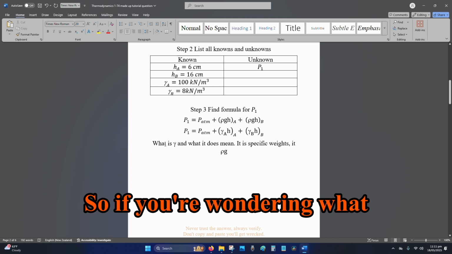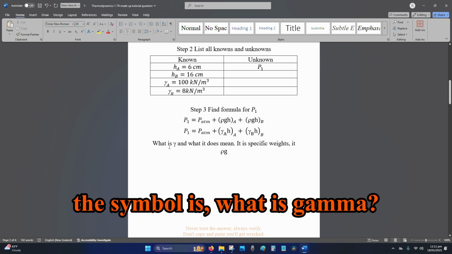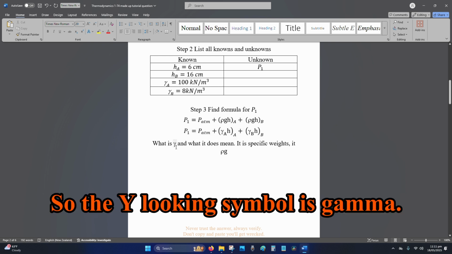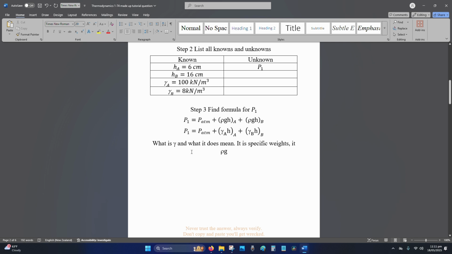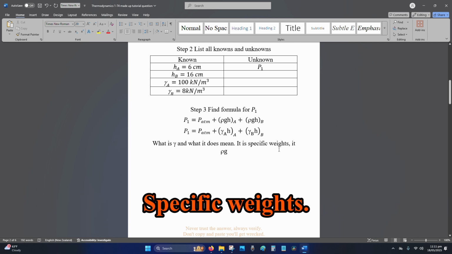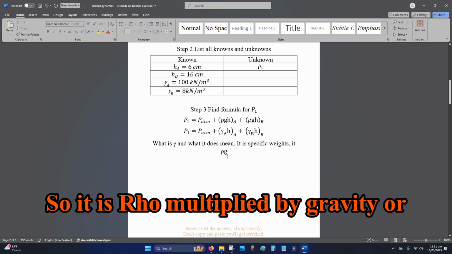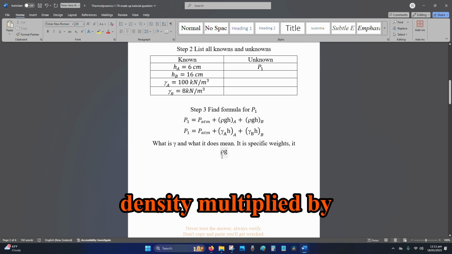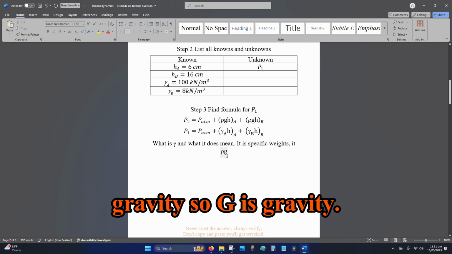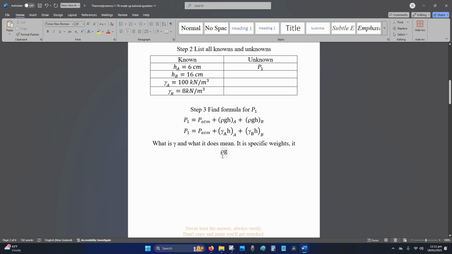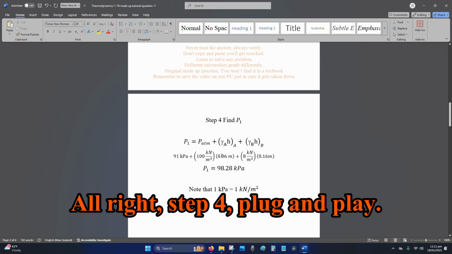If you're wondering what the symbol is, what is gamma? The Y-looking symbol is gamma. What does it mean? It means specific weight. It is rho multiplied by gravity, or density multiplied by gravity. G is gravity. Alright, step 4, plug and play.